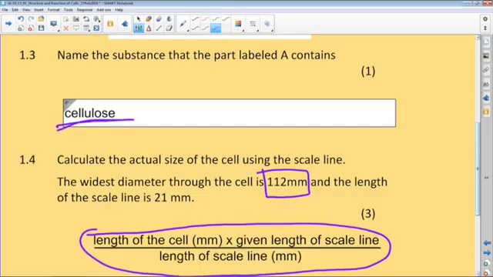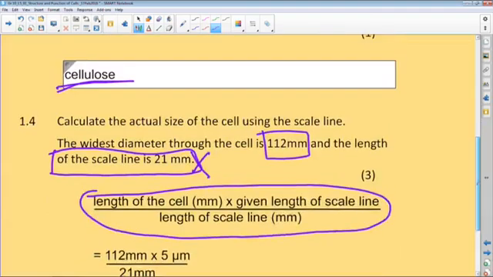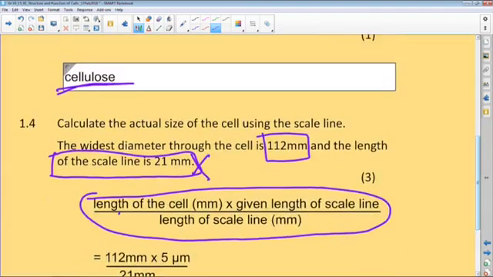Remember, is this the given length of the scale line? Think about it. It's not. The given length of the scale line is there. The given length of the scale line is 5 micrometers. So it's the length of the cell times the length of the scale line, divided by how much that scale line measured on your ruler.